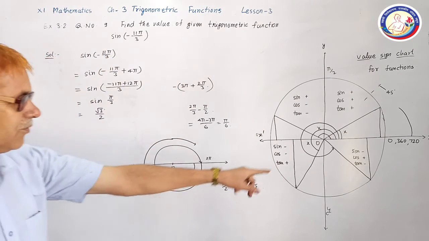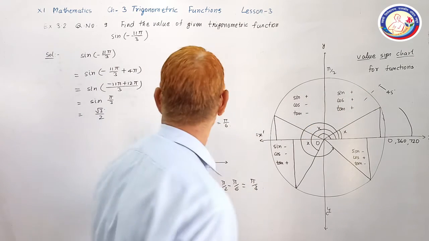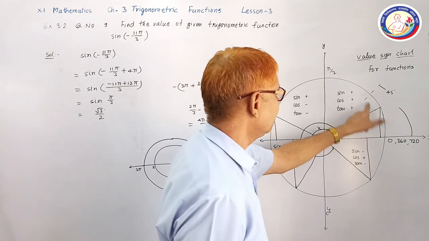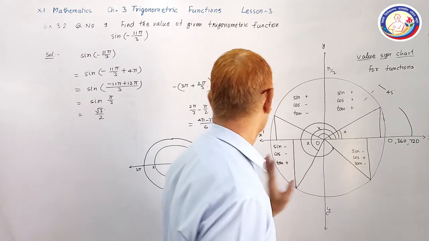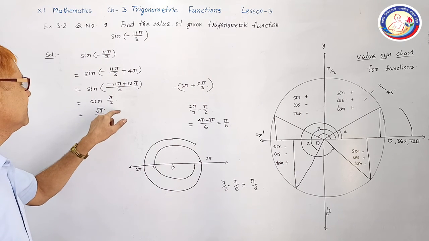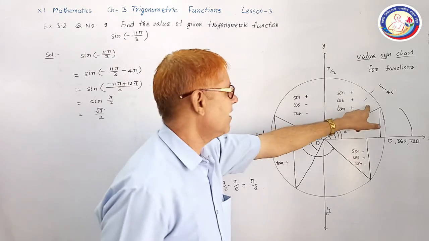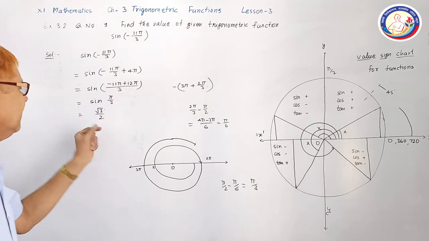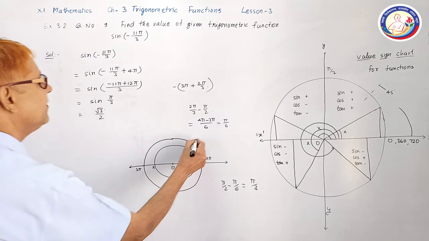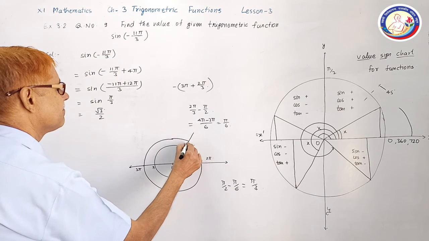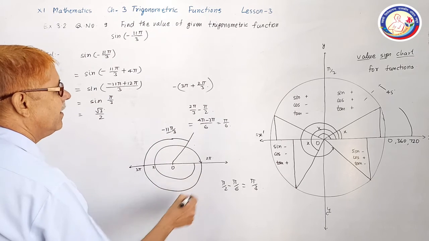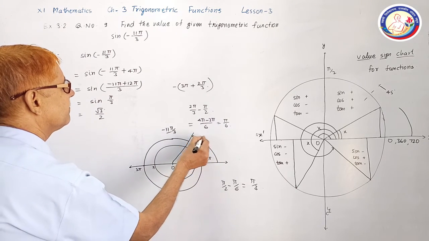So the resultant position of the revolving line which revolves with angle minus 11 pi by 3 will be at pi by 3 from the positive direction, and the net angle will be pi by 3. So we can determine the value of sine, which lies in the first quadrant, and it is pi by 3, it will be square root of 3 by 2. So this will be the position here, minus 11 pi by 3, and it is same as pi by 3.